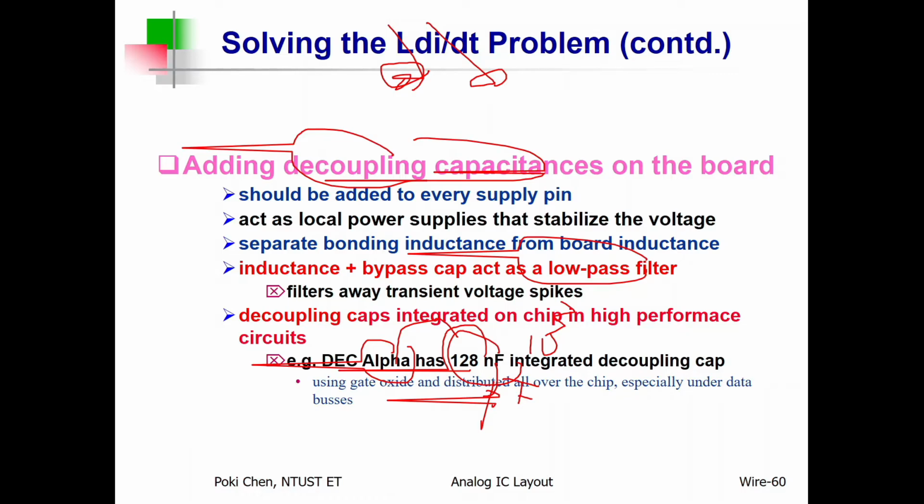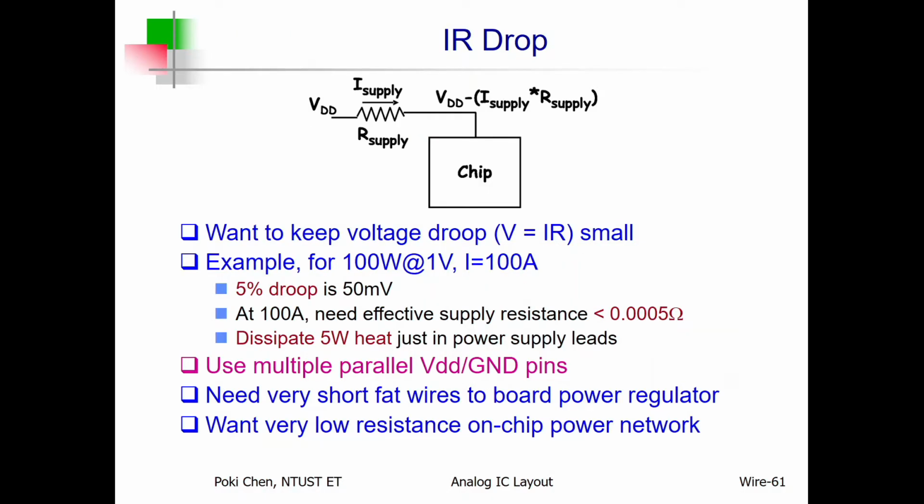However, as I mentioned, the chips consume more and more power, larger and larger current. It means what? The decoupling capacitor becomes larger than before. That is our destiny. Sorry for that. Yeah. Now, the bonding wire.